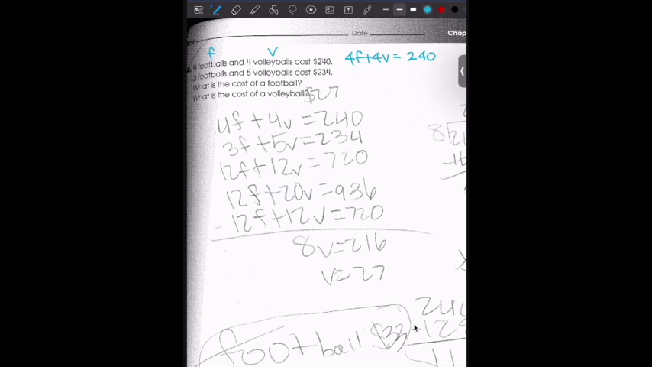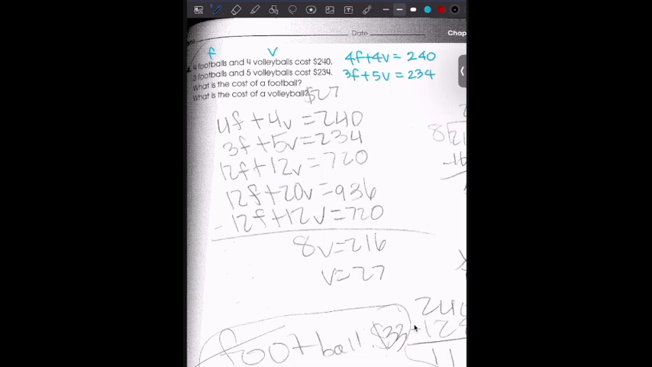And so F is going to be the cost of a football and V is going to be the cost of a volleyball. And 3 footballs and 5 volleyballs cost $234. And now we're going to try to eliminate one variable. So since we can't multiply one to get the other, we're just going to change both equations.